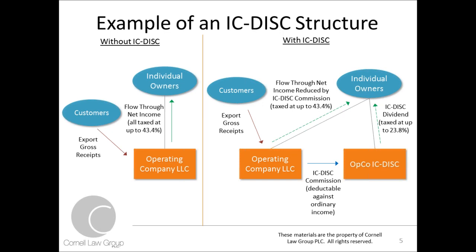That amount is shifted over into the IC-DISC, is not taxed in the hands of the IC-DISC, and then when it's distributed as a dividend, it's taxed at the lower dividend rates, which are 15 to 20% depending on the tax bracket of the taxpayer, plus potentially again the 3.8% additional Medicare tax.